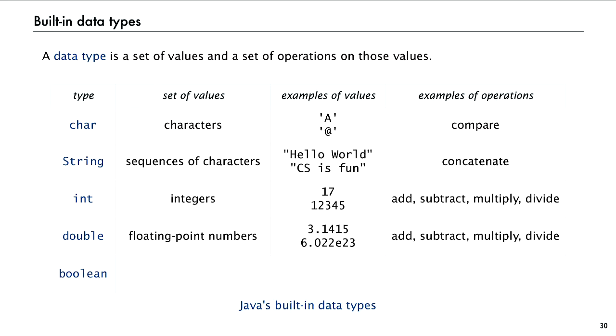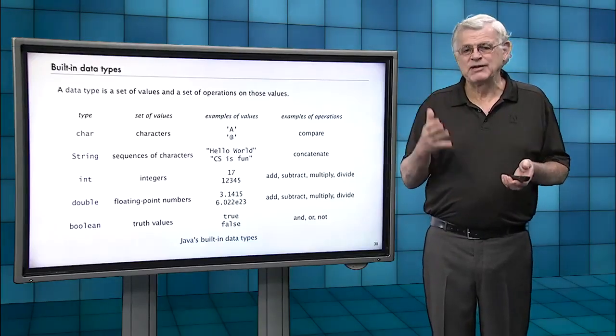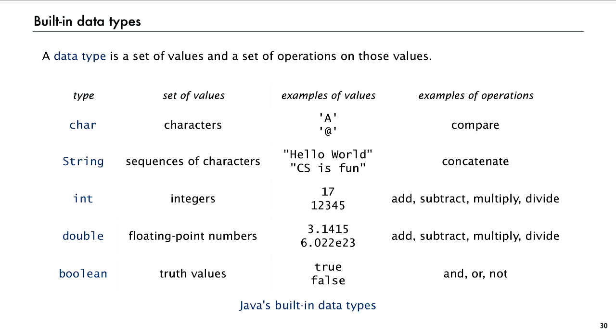And then there's a data type called Boolean. The set of values for Boolean is just truth values, true or false. And the operations that we can perform are and, or, and not. We'll talk about each one of these in more detail next, along with programs that use basic operations to manipulate variables that are of these types of data.